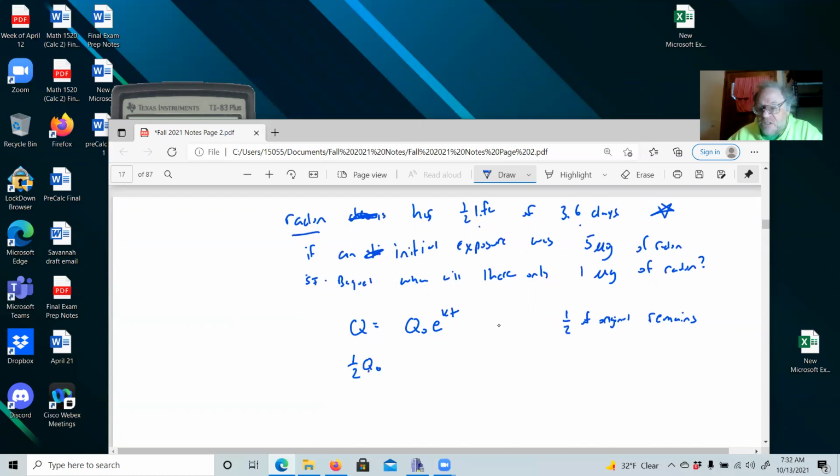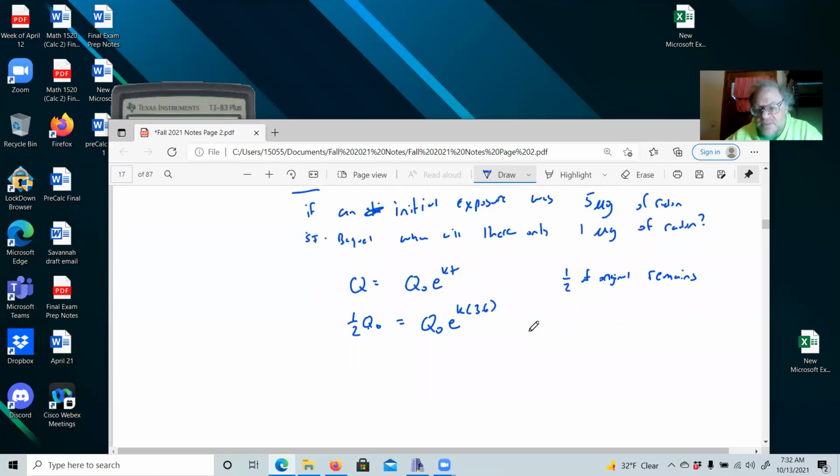So half of the original is equal to Q sub 0 e to the K times t. How much time went by? Well, it was 3.6 days. So we're going to go ahead and solve this. We have to solve for the K first. So we'll cancel the Q's. So we have 1/2 is equal to e to the 3.6K.